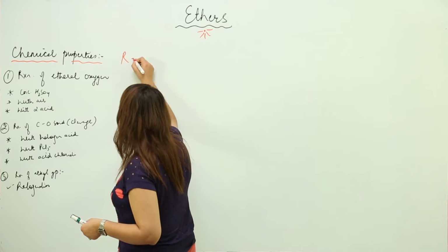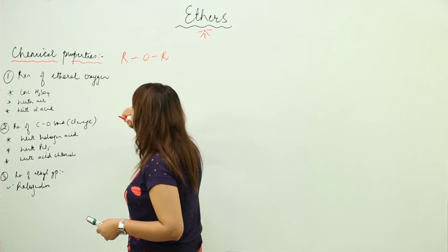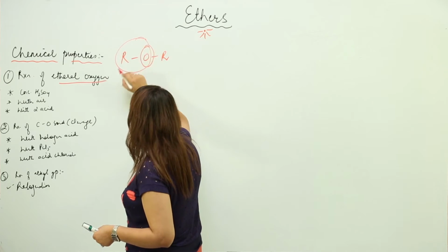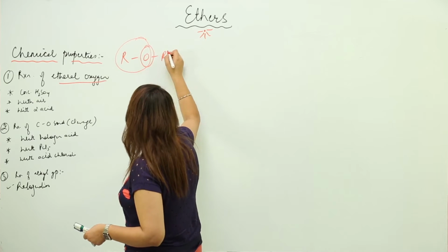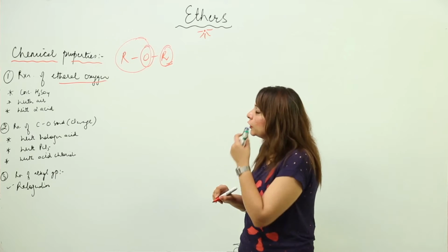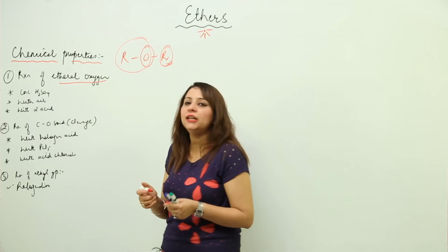As we know, ether is ROR. So we are going to look at the reaction of ethereal oxygen. We are going to cleave this R-O bond, and even substitute the H of this R. So the first reaction is the reaction of ethereal oxygen.